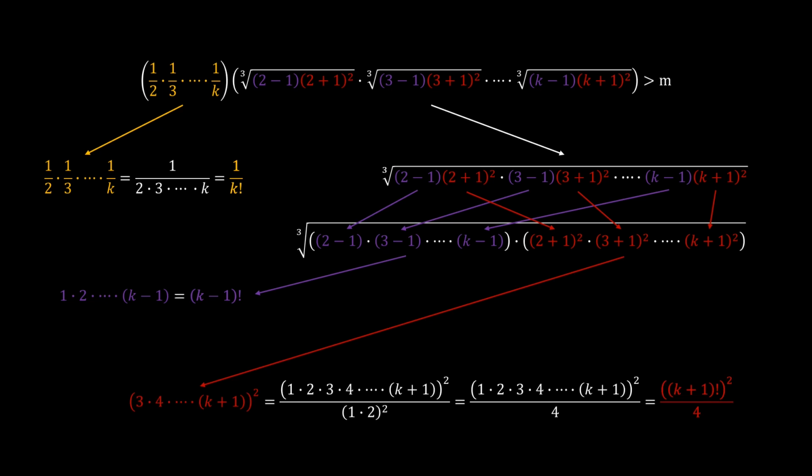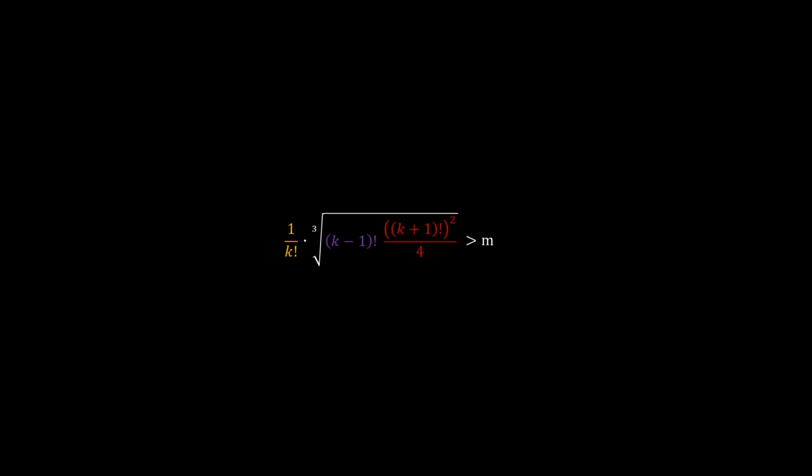And now the red part, it's 3 times 4 and so on up to k plus 1 and all that squared, because we can put the square on the outside. And to get a factorial up here, we have to insert the missing 1 and 2, which we have to divide by to make this equal. So we have to divide by 4 basically, to get our final term of k plus 1 factorial squared over 4. Now we can put it all back together. This is the inequality we now just have to manipulate algebraically again.